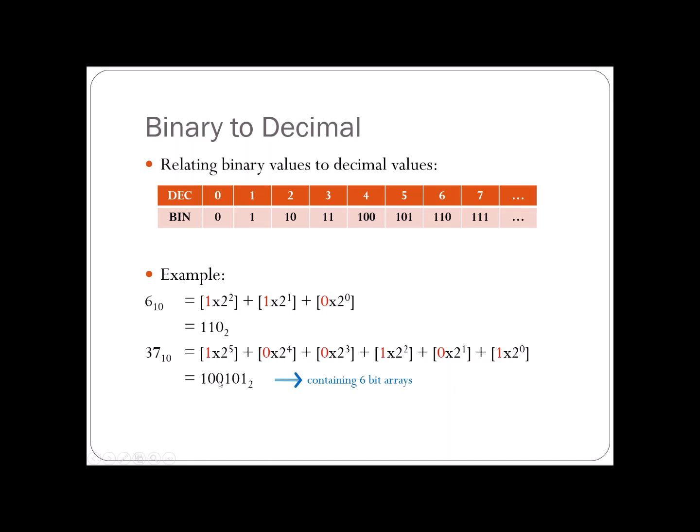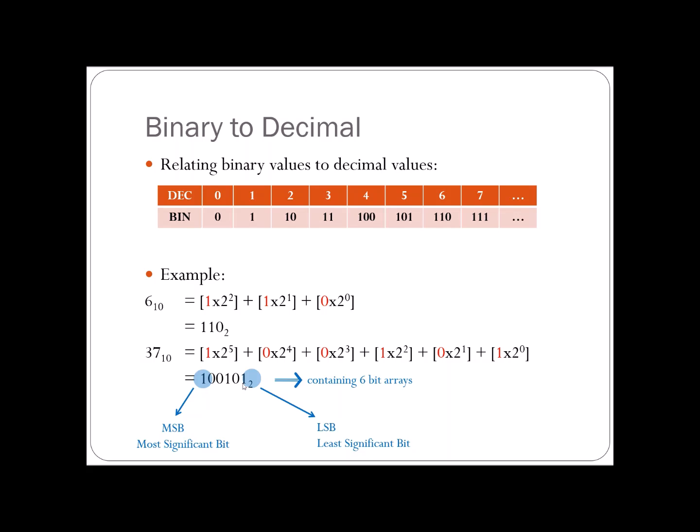If you look at this, this is normally what we call a 6-bit binary number, because we only have 6-bit arrays there. If we have a binary number that is limited to only 6 digits, like this, the first digit we call the MSB, most significant bit. The last digit here we call the least significant bit, or LSB.